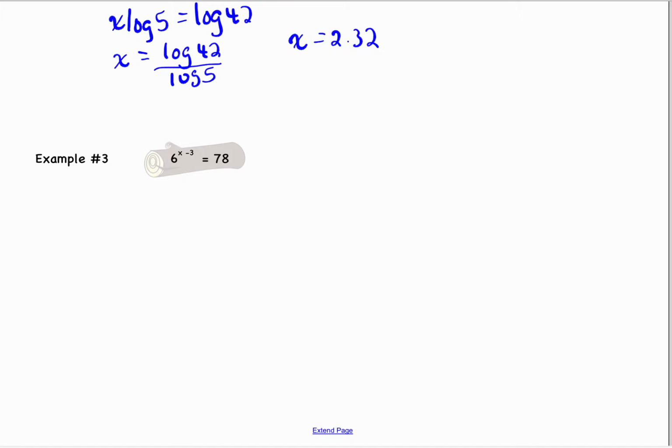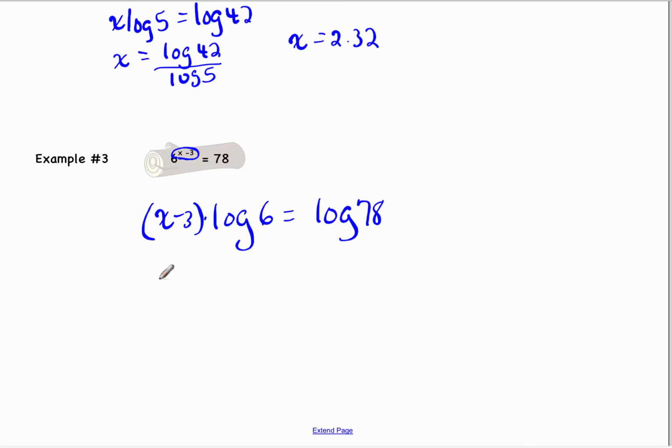All right, example 3. A little different here. Is there a common base between 6 and 78? No, so let's just practice our logarithm third law. Hopefully by now, when you see this, you're just going to have the exponent fall in front, and I'm putting it in parentheses because it is a binomial. Take the log of both sides. Remember, it's still algebra. What you do to one side, you have to do to the other. And I'm going to solve right here.